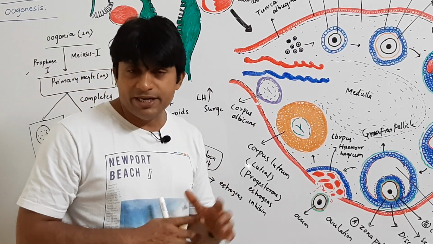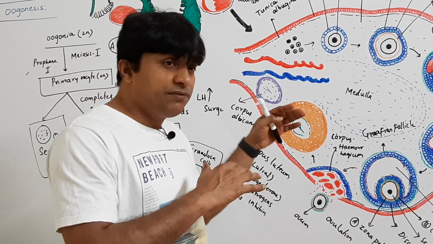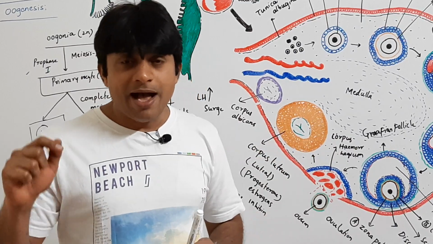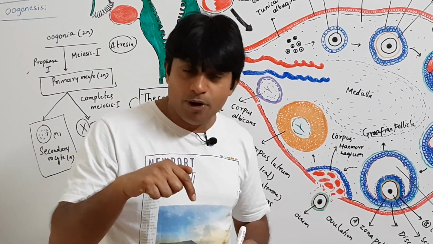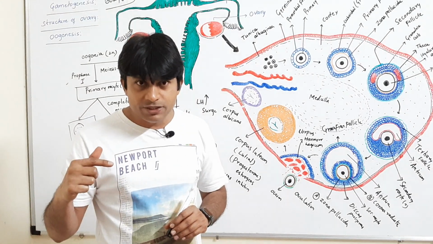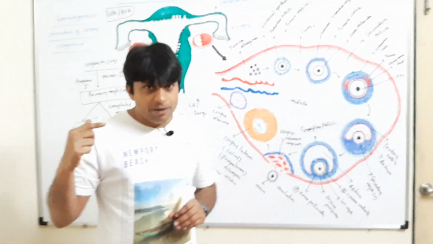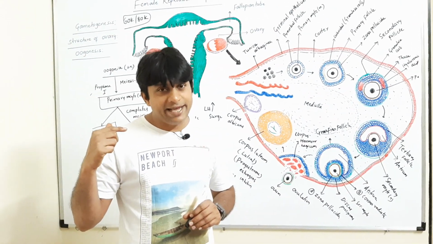Clear? So the continuation of this is the menstrual cycle. I will provide a link in the description box for the menstrual cycle. Go through it, and later on we'll be talking about fertilization, how it takes place.